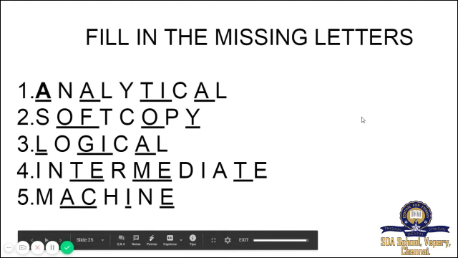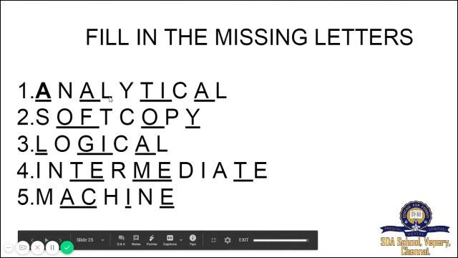See how it is all the same words. In analytical, A twice, T, I, and one more time A are in dashes. So if you are thorough with the dictation words, you will be able to answer the filling letters also. We'll read filling missing letters also.